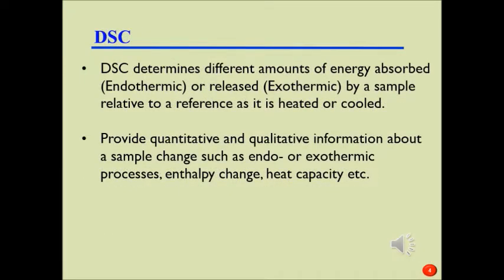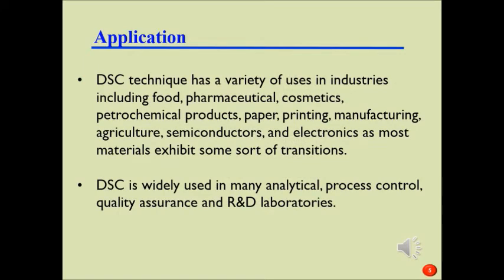In principle, DSC determines different amounts of energy absorbed, endothermic, or released, exothermic, by a sample relative to a reference as it is heated or cooled. DSC provides quantitative and qualitative information about a sample change such as endo- or exothermic processes, enthalpy change, heat capacity. DSC technique has a variety of uses in industries including food, pharmaceutical, cosmetics, petrochemical products, paper, printing, manufacturing, agriculture, semiconductors, and electronics, as most materials exhibit some sort of transitions. DSC is widely used in many analytical, process control, quality assurance and R&D laboratories.